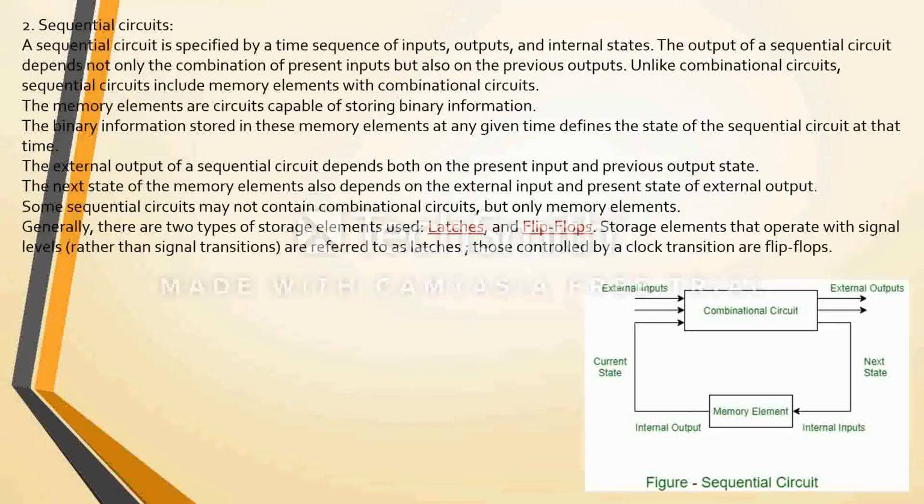Then how does your sequential circuit look? It is nothing but a combinational circuit added along with a memory element. So what are the inputs to the combinational circuit? There are external inputs and a feedback is given by the memory element. Based on the previous output and the current input, it is going to produce the output. Examples for that are latches and flip-flops.